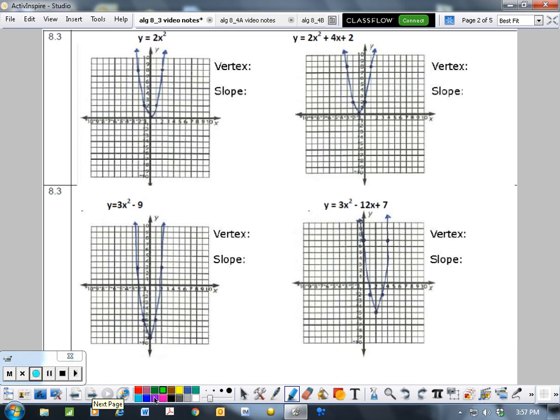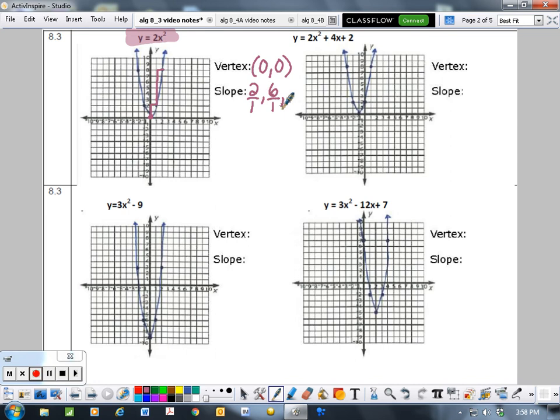So now let's look at these problems. So now we have y equals 2x squared. So now let's go ahead. Our vertex is at 0, 0. Our slope, up 2 over 1. Up 1, 2, 3, 4, 5, 6. I don't know what I was thinking of 7. And then we're out. So that's kind of weird.